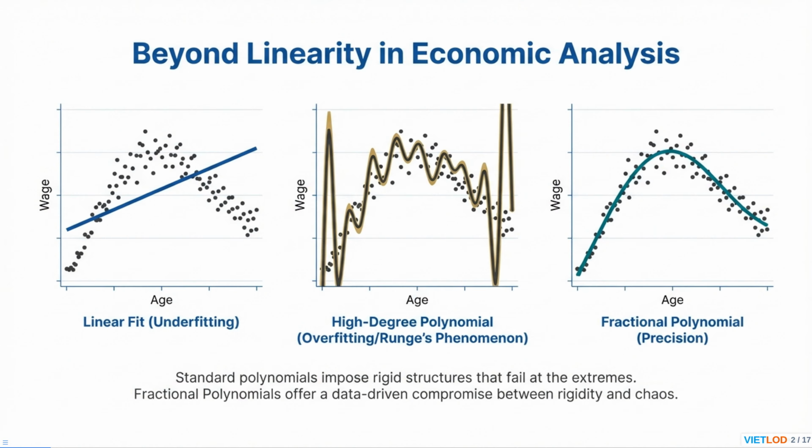On the other end of the spectrum, high-degree polynomials, as shown in the middle chart, can be overly flexible. While they might appear to fit the sample data perfectly, they often capture random noise, resulting in overfitting. This erratic and unstable behavior, particularly at the edges of our data, is a well-known problem called Runge's phenomenon.